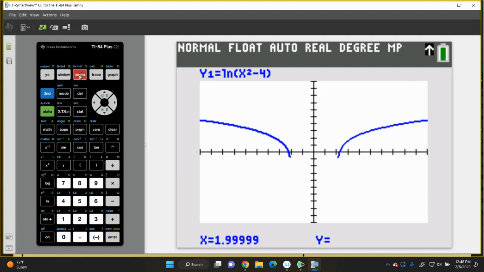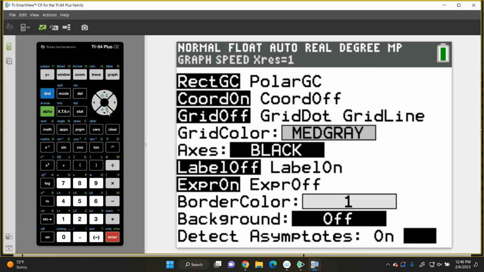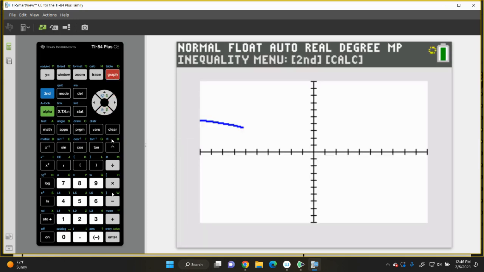Sometimes if we change it to the dot mode instead of connected mode, let me see, where do I do that on here? Detect asymptotes on. Let's see what it does if I do that. Didn't make a difference. I don't know why it does that, but we have to understand what we look at on our graph.